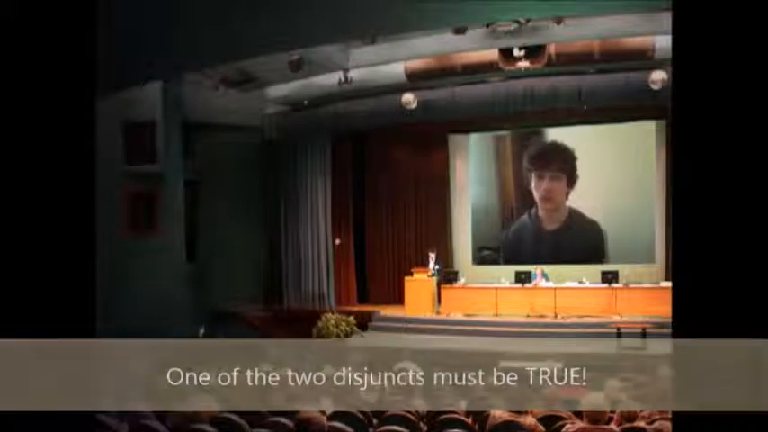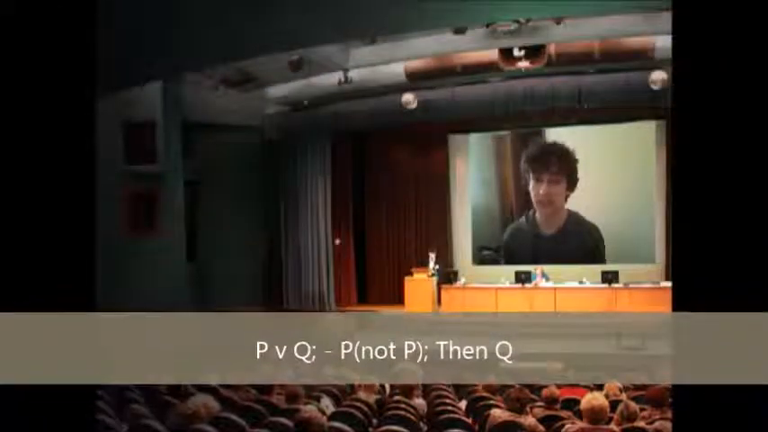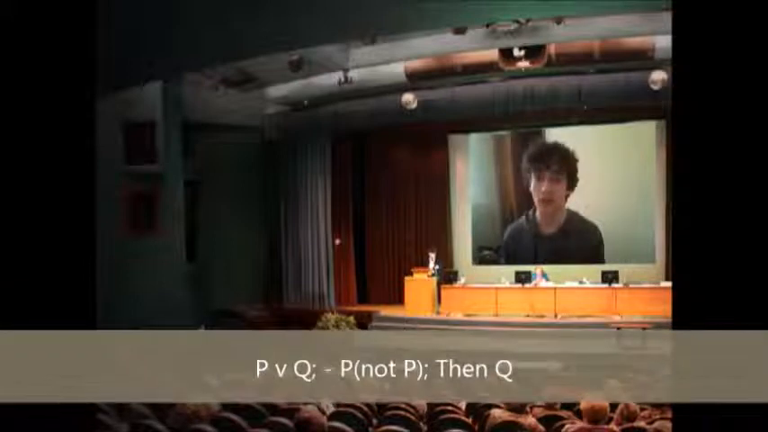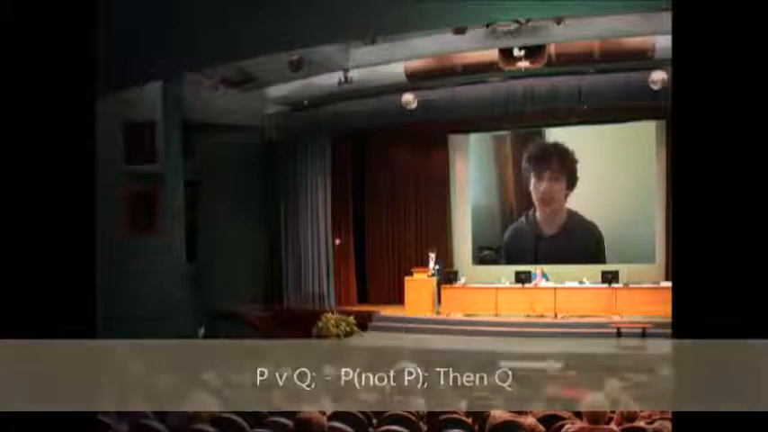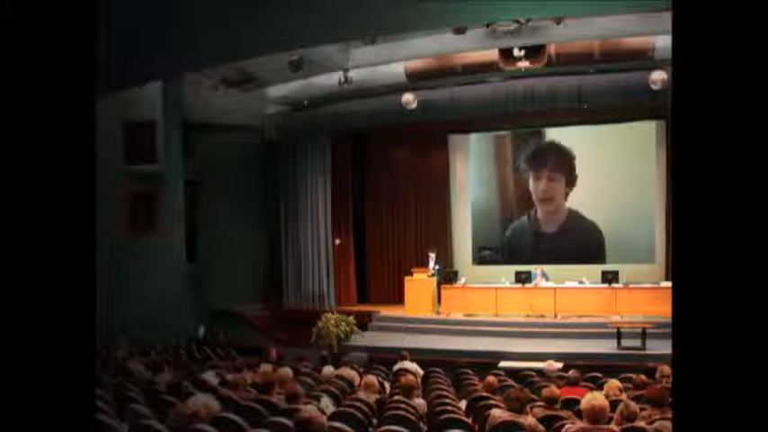The way the rule of disjunctive syllogism works is, if you have a disjunction and you have the negation of one of its disjuncts, then you can derive the other disjunct as true. So if you have P or Q and you do not have P, you can assume that you have Q.